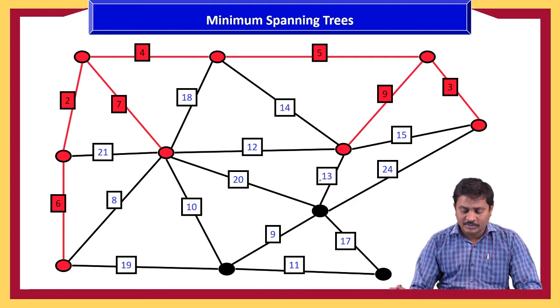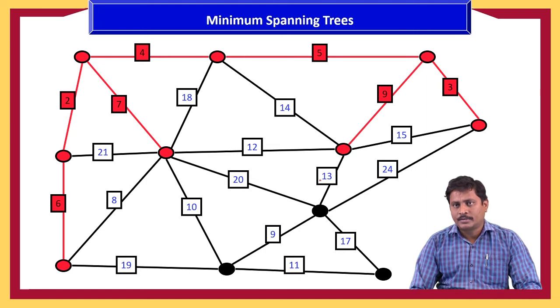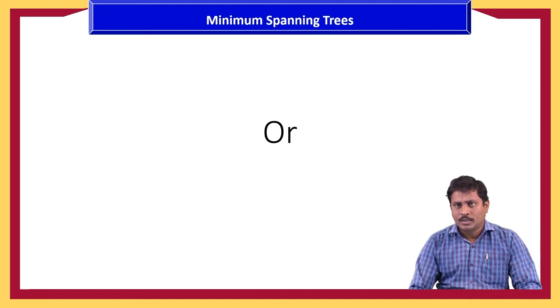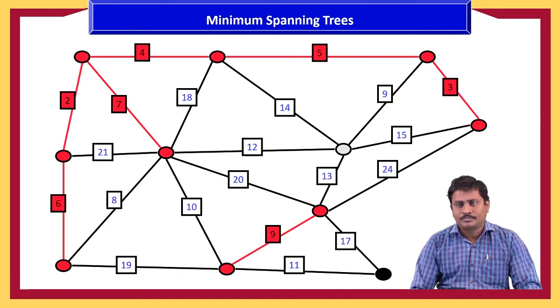And also the next minimum cost value is 9 again. So we choose another 9. So that's why here we choose either that 9 or this 9. Next minimum cost value is 10. We choose that one. It won't form any loop.